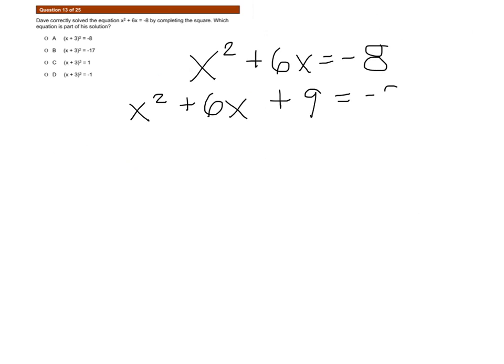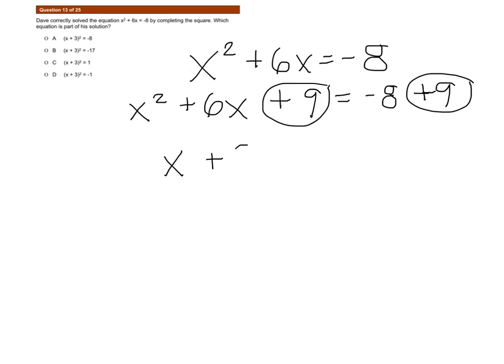But if we do it to the left side, we have to also do it to the right side of the equation, so we add a 9. Factoring the first part, we get (x plus 3) squared. And again, we know the term here is going to be half of this. Half of 6 is 3. On the right side, we get negative 8 plus 9, which is positive 1.